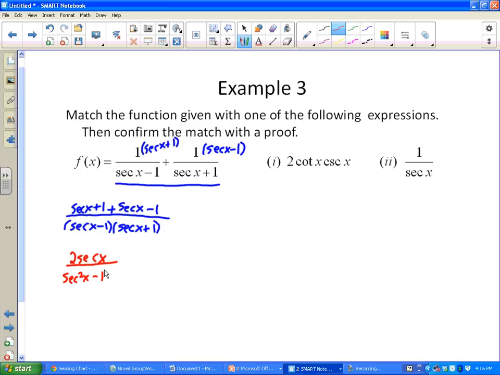We want to do that because that's going to give us an identity, secant squared x minus 1. If we use 1 plus tangent squared x equals secant squared x, that Pythagorean identity, all we have to do is subtract the 1 over to this side, and look, we have what is on the bottom of our fraction. So the bottom of our fraction really equals tangent squared. So 2 secant x over tangent squared x.